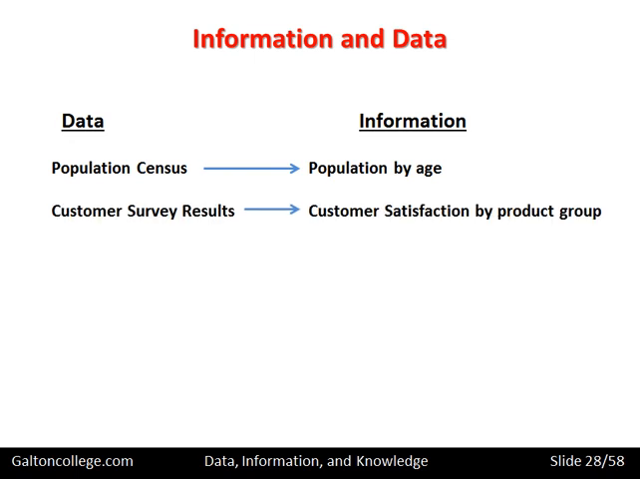Customer survey results. If customers are surveyed, then it may be possible to work out if customers were happy with a particular product or not happy with a particular product. So it's moving from the data, the general customer results, to looking at what the customer felt about a particular product. That's information.